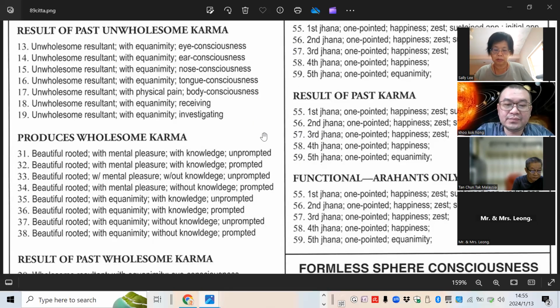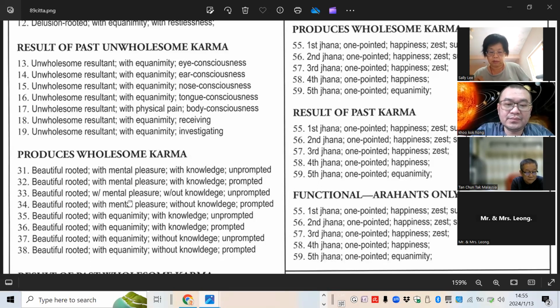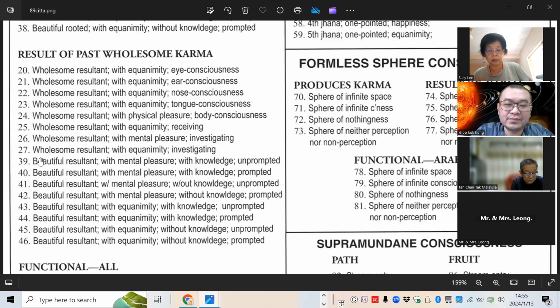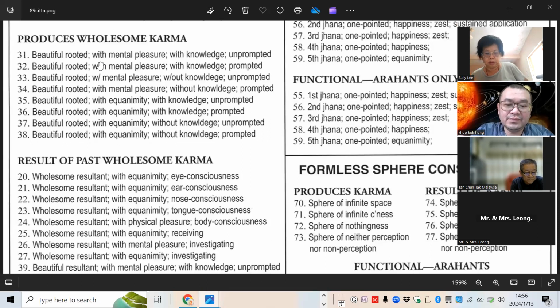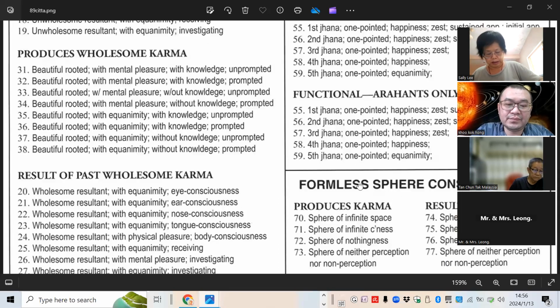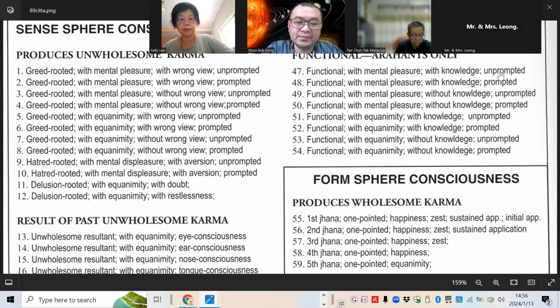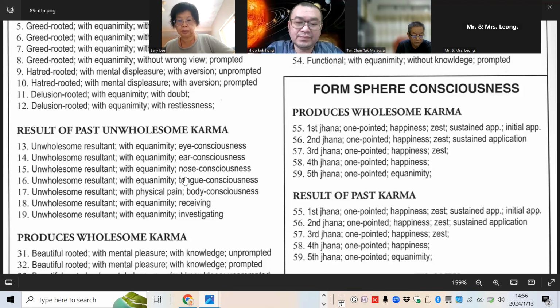Here we're going to handle all this together. It's a beautiful rooted, producing wholesome karma, and then we come here. You see, the beautiful resultant here is exactly the same, but the difference is that this one is beautiful rooted, this one is beautiful resultant, and here is the functional. Then prompted, unprompted. So these three categories are all the same.